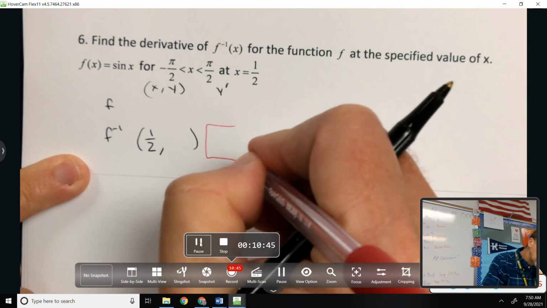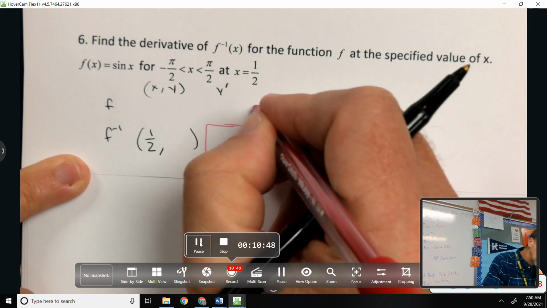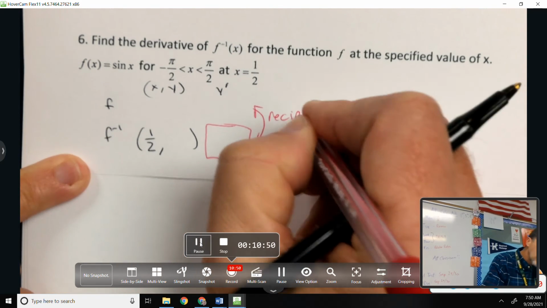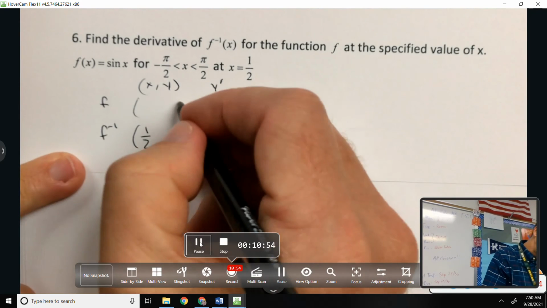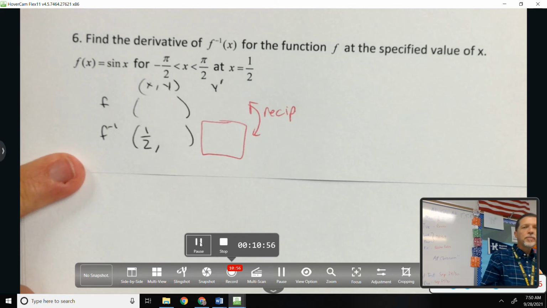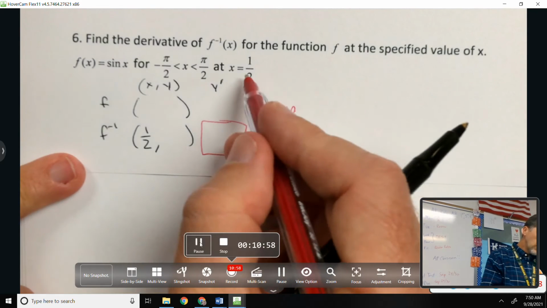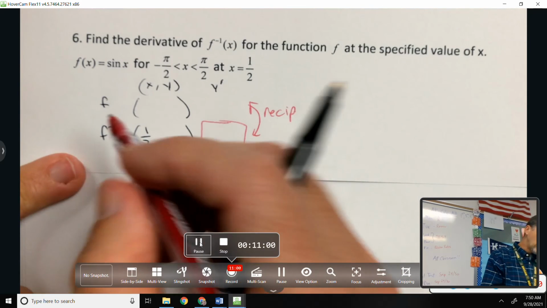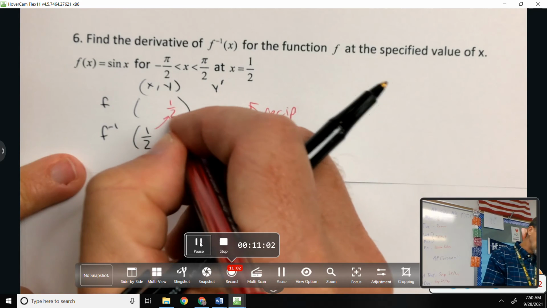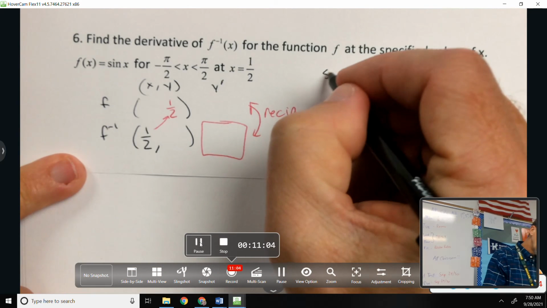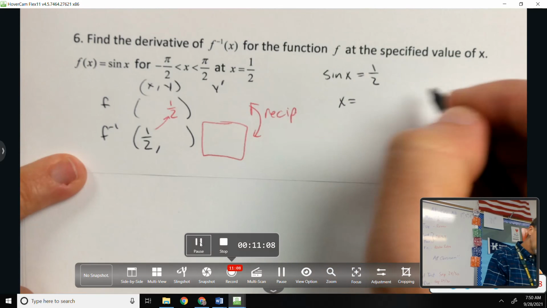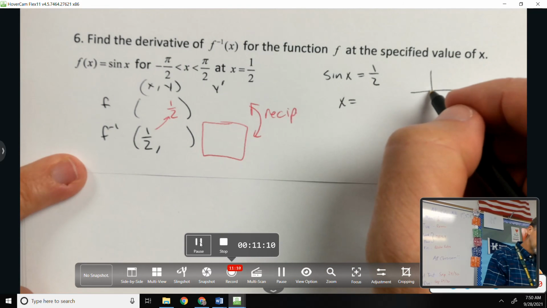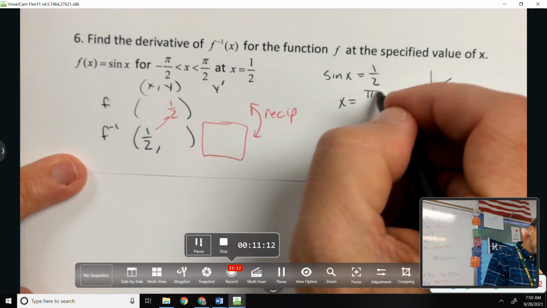Again, I'm looking for this guy. I know it's reciprocals with that guy. But there's a lot more blanks to fill in here. So if 1/2 is the x value for the inverse, that means it's the y value for the original. So sine of x equals 1/2. That happens at pi over 6.